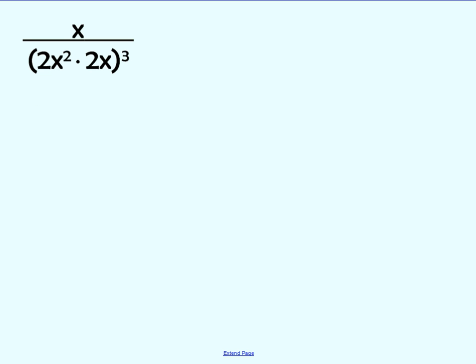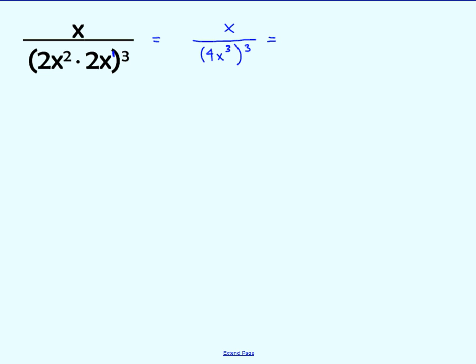So as we get more and more complicated with our problems, you need to just think about your order of operations. What do you do first? So anytime there's a set of parentheses, you probably want to do what's in parentheses first. So the x on top I am leaving alone. Inside the parentheses I have 2 times 2, which is 4. I have x squared times x. That's the same as x to the first. So if I'm multiplying two powers with the same base, I add the exponents. So that would be x to the third. And then the entire thing is to the third power.